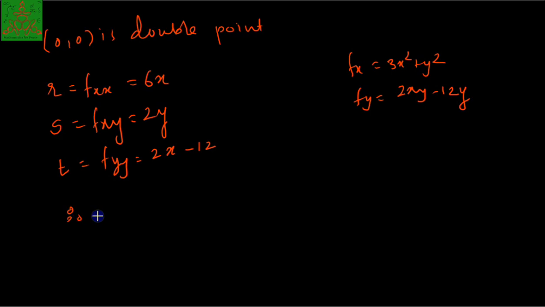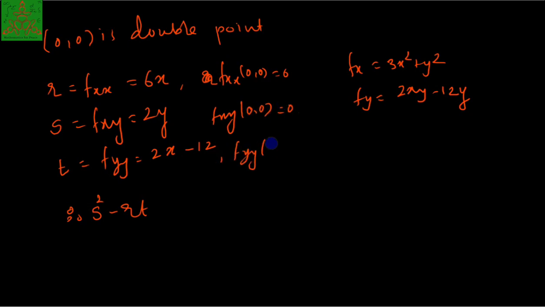s is fxy which is 2y, t is fyy which is 2x minus 12. Therefore s squared minus rt at the point (0, 0): r, or fxx at (0, 0), is 0, fxy at (0, 0) is also 0, and fyy at (0, 0) is minus 12. So that's 0 minus 0 times minus 12, which is 0, and therefore I can say that (0, 0) is the cusp for this curve.